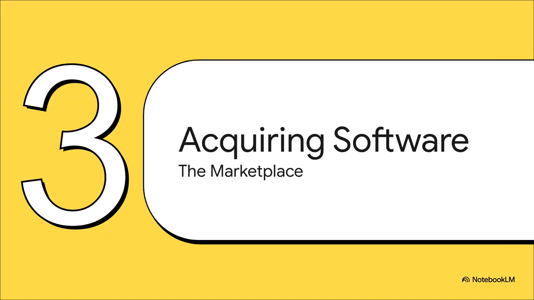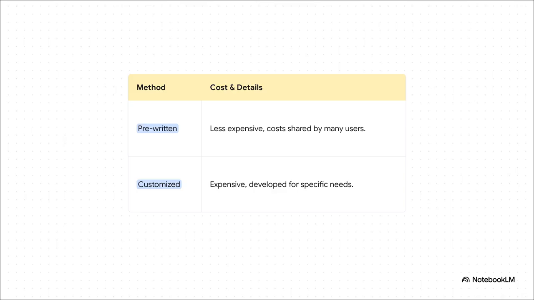So, if software is this ongoing thing, where do we get it? This brings us to the real-world choices we have for getting our hands on it. Because, as it turns out, there isn't just one way to get the tools you need. And what you see here is a classic trade-off. On one hand, you've got pre-written, off-the-shelf software. Think Microsoft Office or Adobe Photoshop. It's way less expensive because the cost to develop it is spread out across millions of users.